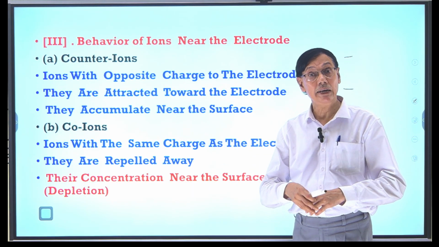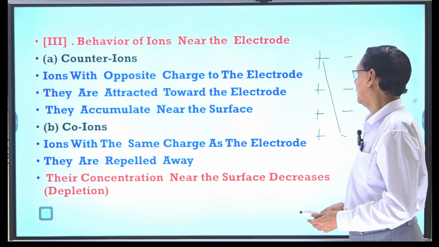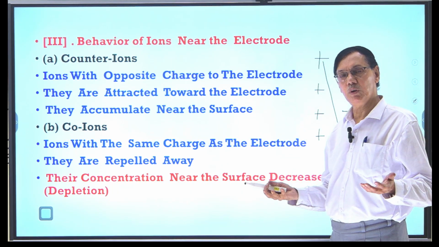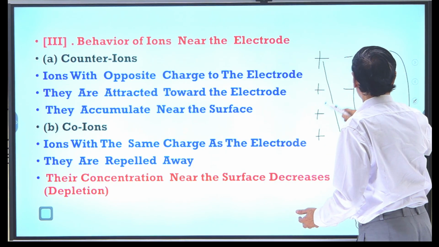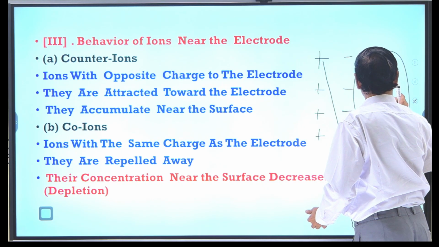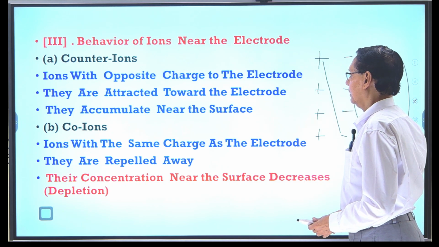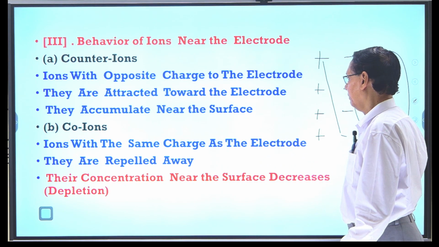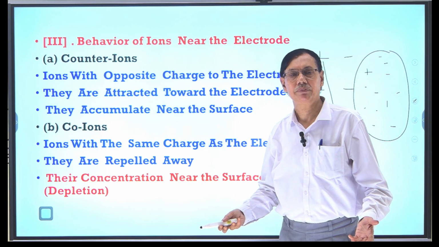And what about the coions? Ions with the same charge as the electrode, maybe positive, negative, that is surrounded here, random distribution. And water solvated is also there, and they are repelled away, and their concentration near the surface is depleted.